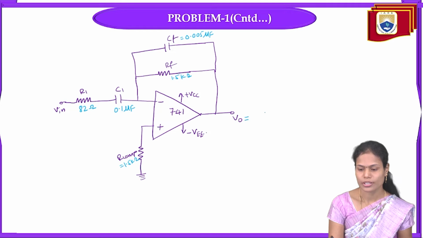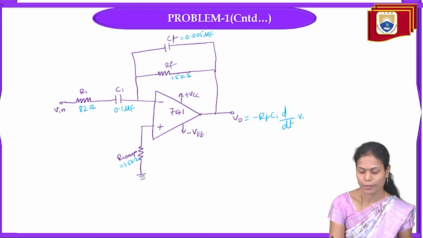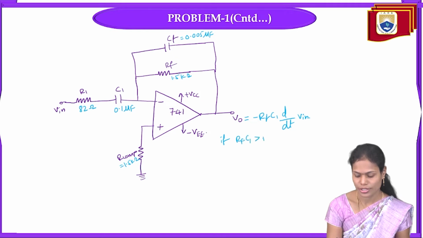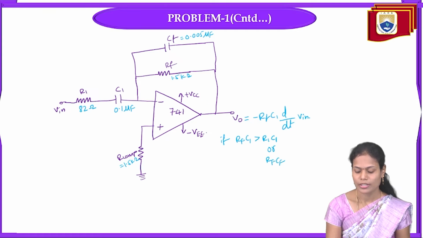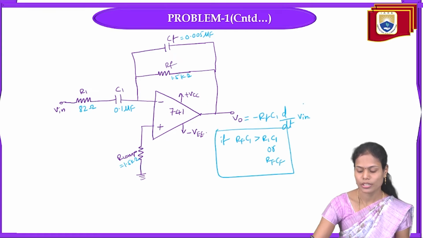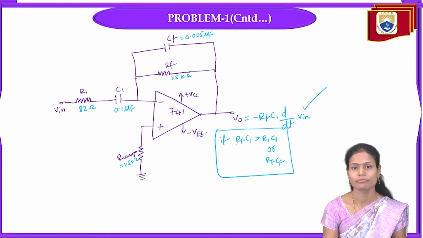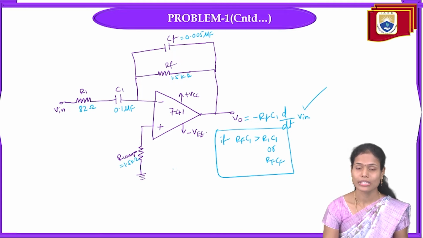And what is the output voltage we are getting here? It is minus RF C1 times the differentiation of the applied input signal. So this is the case when RF C1 value is greater than R1 C1 or RF CF. If this condition is satisfied only, we will get this differentiation across the output here. Always the time constant of this differentiator RF C1 must be greater than R1 C1 as well as RF CF here. So this is the desired practical differentiator for the given problem.